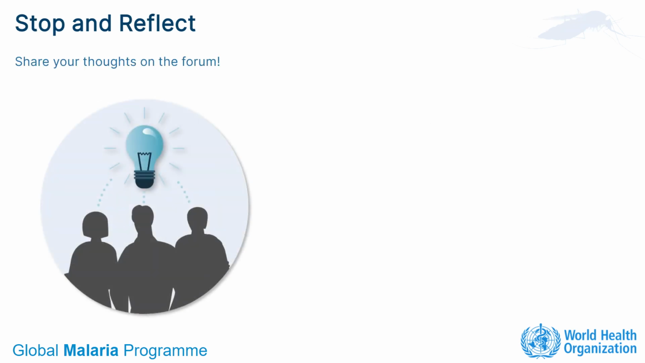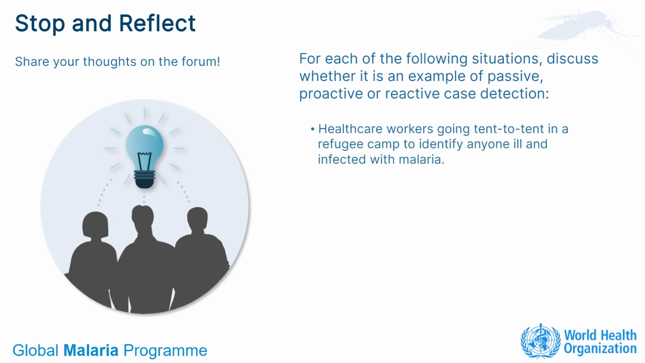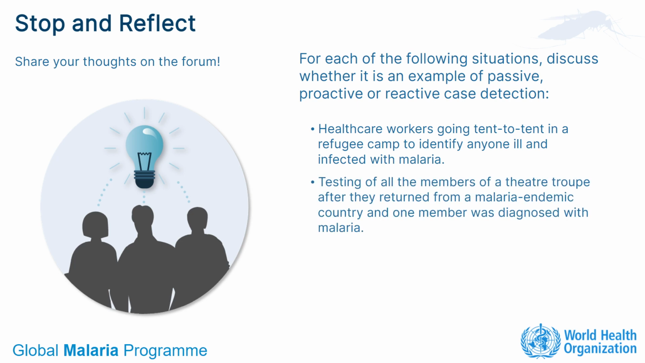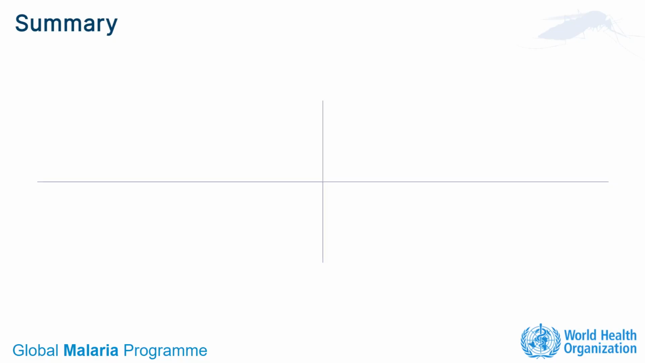Let's pause a bit to stop and reflect. For each of the following situations, identify the type of case detection described in these scenarios as passive, proactive, or reactive case detection. Healthcare workers going tent to tent in a refugee camp to identify anyone ill and infected with malaria. Testing of all the members of a theater troupe after they returned from a malaria endemic country and one member was diagnosed with malaria. Malaria case identified by a community health worker with a rapid diagnostic test when a patient with fever came to her house for treatment.